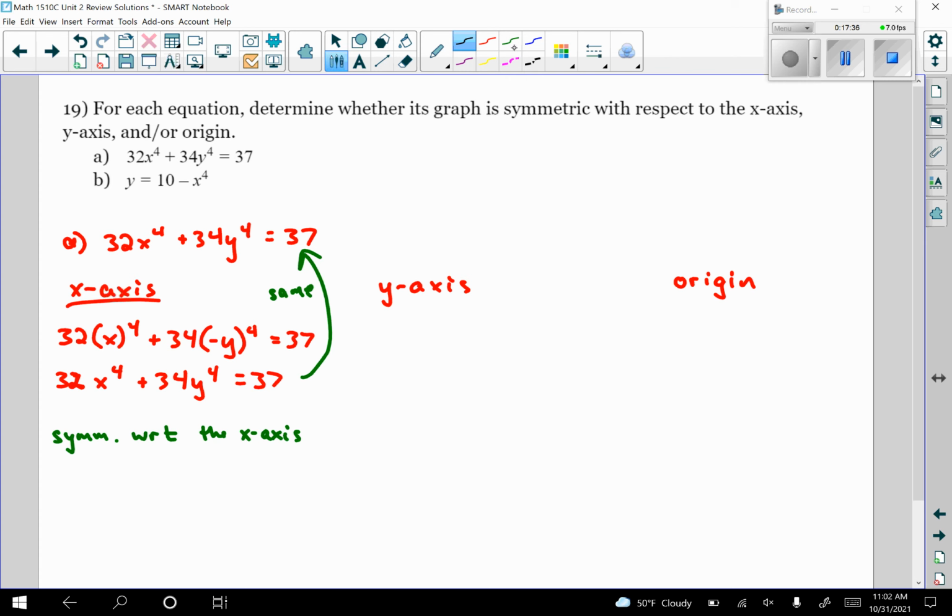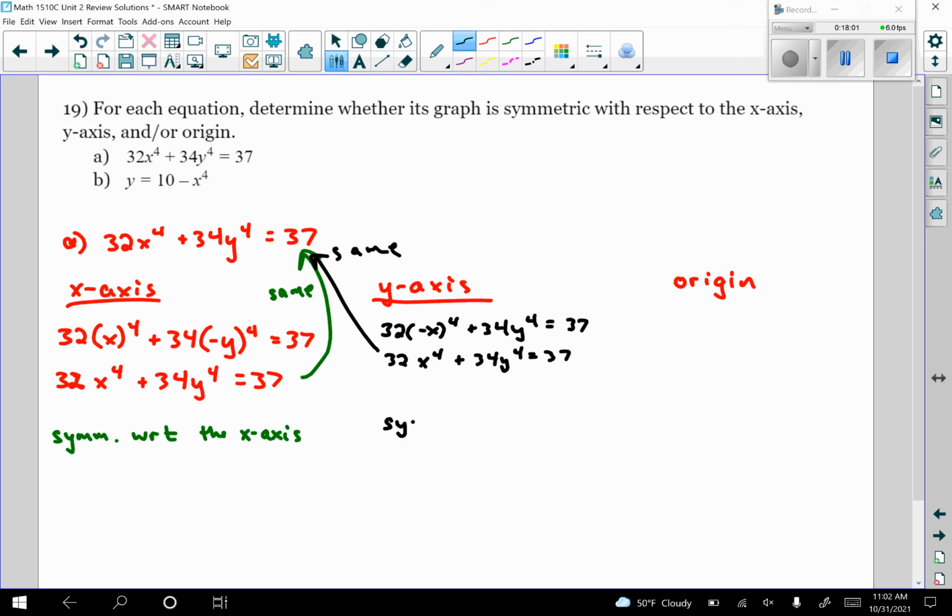The y-axis, y values stay the same, x values are the opposite. So we'll do 32 negative x to the fourth plus 34y to the fourth equals 37. Same thing is going to happen here. Because it's an even exponent here, we're just going to get 32x to the fourth plus 34y to the fourth equals 37. Same. So symmetric with respect to the y-axis.